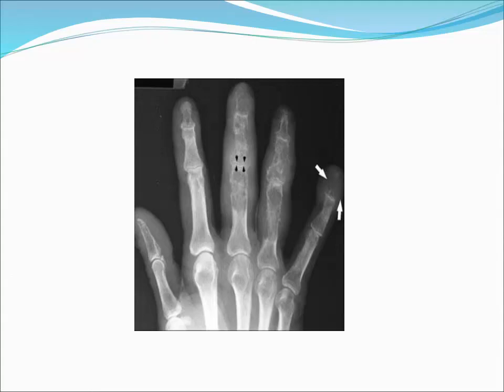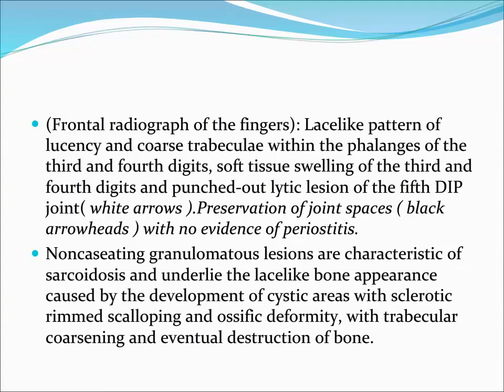Frontal radiograph of the fingers shows a lace-like pattern of lucency and coarse trabeculae within the phalanges of the 3rd and 4th digits. Soft tissue swelling of the 3rd and 4th digits and a punched-out lytic lesion of the 5th DIP joint, white arrows, preservation of joint spaces, black arrowheads, with no evidence of periostitis. Non-caseating granulomatous lesions are characteristic of sarcoidosis and underlie the lace-like bone appearance caused by the development of cystic areas with sclerotic rim scalloping and ossific deformity, with trabecular coarsening and eventual destruction of bone.